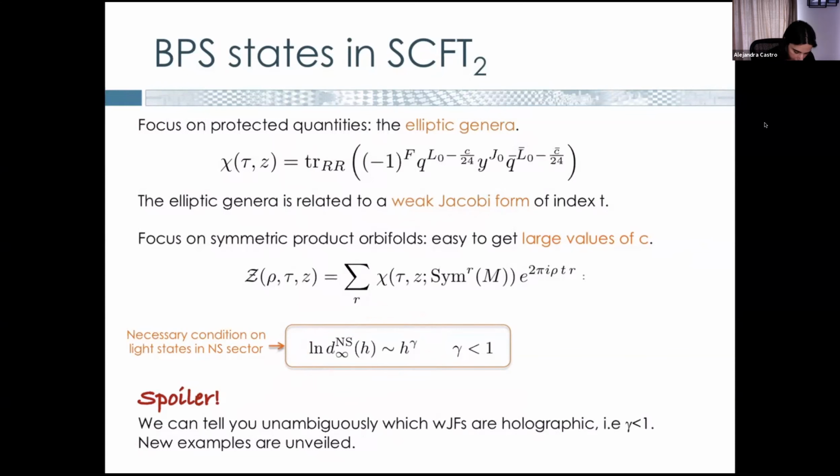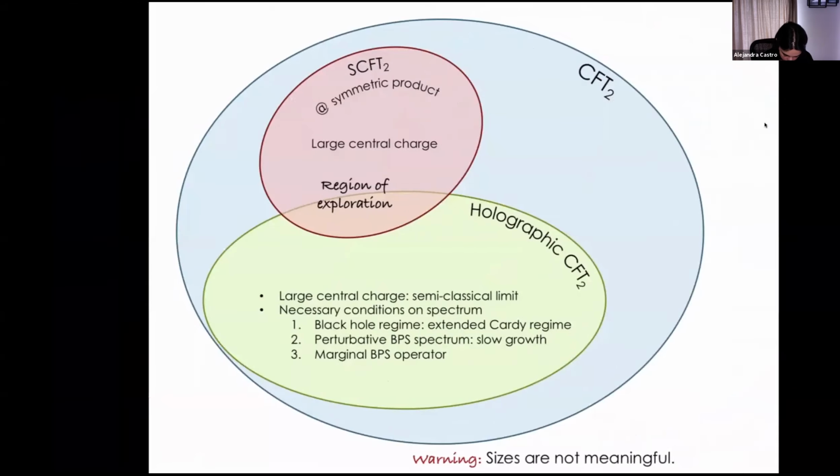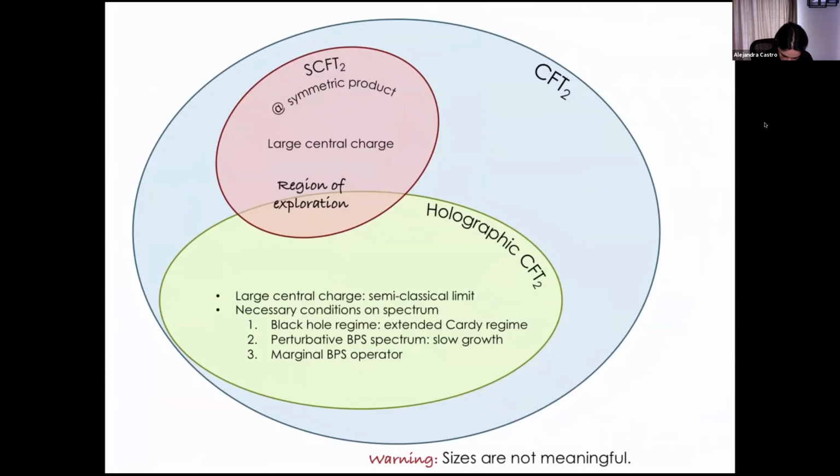So this infinity, sorry, I didn't mention, this infinity here means C going to infinity, so the large C limit, that we will be able to identify the Jacobi forms in the seed that will lead to this basically slow behavior of the number of states in the NS sector. Okay, very good. So this is where we are.